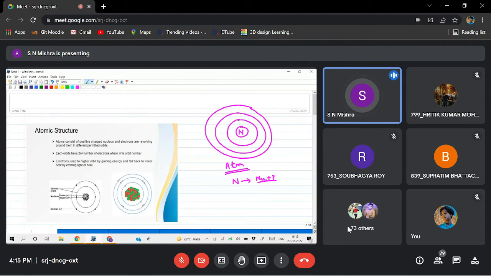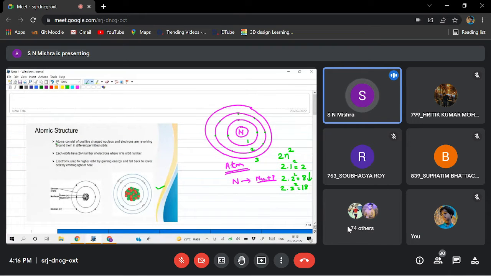Okay, so if I take this as my first orbit, it will have a certain number of electrons, which is described as 2n square, where n is the orbit number. So this is the first orbit, this is the second orbit, this is the third orbit. First orbit means 2 into 1 to the power 2, that is 2 electrons. Second orbit, 2 into 2 to the power 2, that is 8 electrons. Third, 18, like that it will go. So you can see in the first orbit we have 2 electrons, second orbit 8 electrons, and similarly in the third orbit we can have 18 electrons, which is shown here.